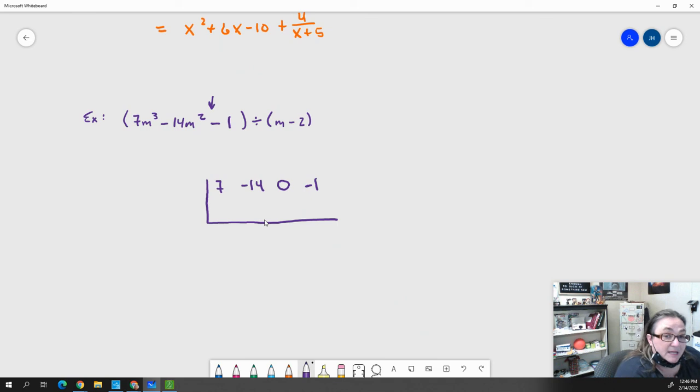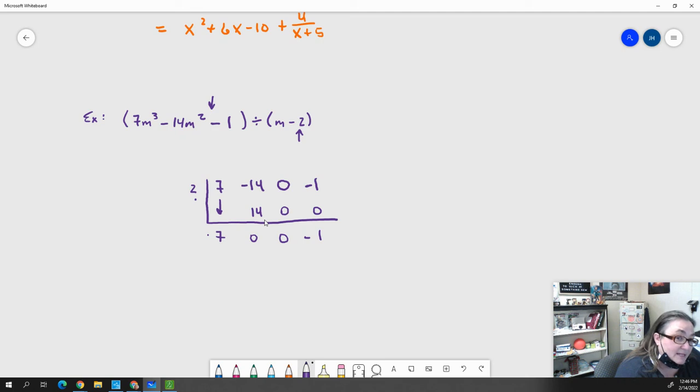So now we're going to do the opposite. We're going to take the opposite of this. This was -2, so we're going to put in 2. And we're going to drop down our 7. And we're going to go 7 times 2 is 14. And when I add those together, I get 0. 2 times 0 is 0. When I add those together, I get 0. 2 times 0 again is 0. When I add those together, I get -1.